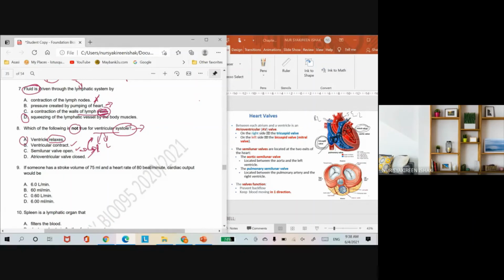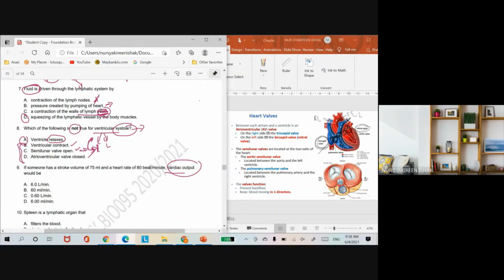So you have to look at each statement, why each statement is right and why each statement is wrong. You have to understand, because if it doesn't come out in the objectives, it comes out in the structure. In the structure you have to explain. So number 9: if someone has a stroke volume of 75 ml and a heart rate of 80 beats per minute, the cardiac output will be... first you have to know what cardiac output is.